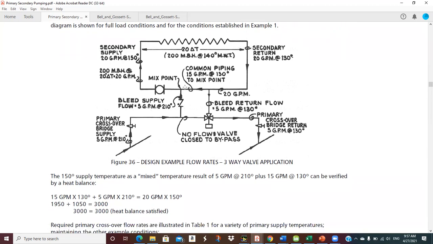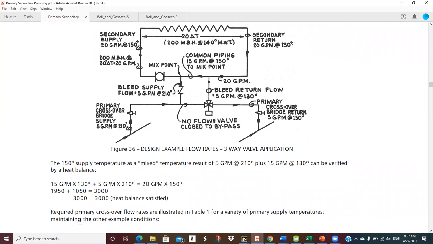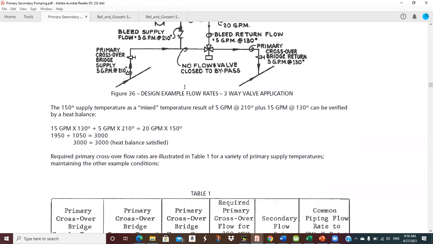The 150 supply temperature as mixed temperature results from the 5 GPM of 210 plus 15 GPM of 130, and you can do a little heat balance. 15 GPM times 130 degrees plus 5 GPM times 210 is equal to 20 GPM times the unknown temperature. When you do the math, you see that it balances. Or you can use an equation like that to calculate the mixed temperature, whatever you need to do.